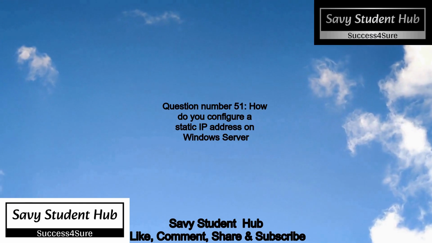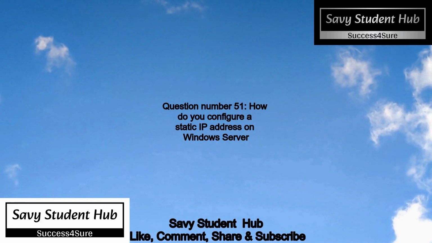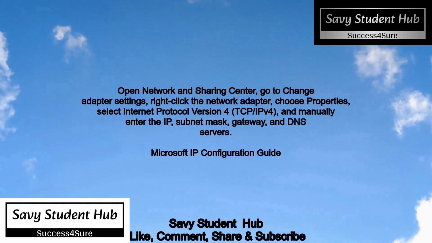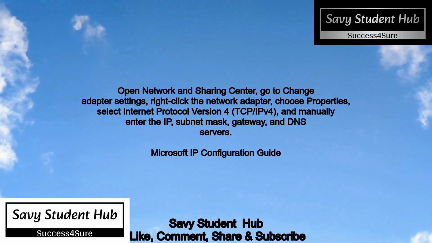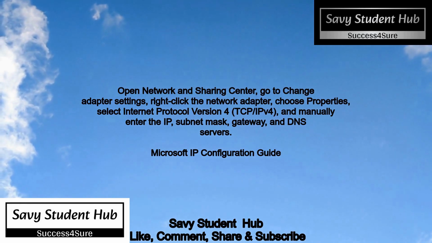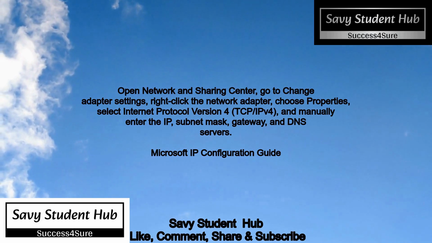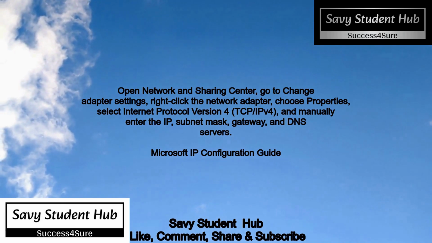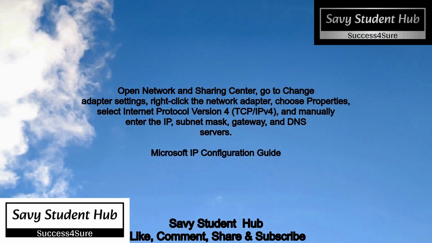Question number 51. How do you configure a static IP address on Windows Server? Open Network and Sharing Center. Go to Change Adapter Settings. Right-click the network adapter. Choose Properties. Select Internet Protocol version 4, TCP/IPv4, and manually enter the IP, subnet mask, gateway, and DNS servers.